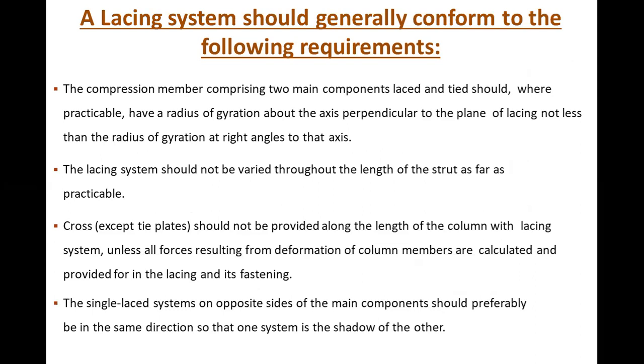There are some requirements while designing the lacing system. The compression member comprises two main components. The two main components, laced and tied, should where practicable have a radius of gyration about the axis perpendicular to the plane of lacing not less than the radius of gyration at right angles to that axis, right? Second, the lacing system should not be varied throughout the length of the strut as far as possible.